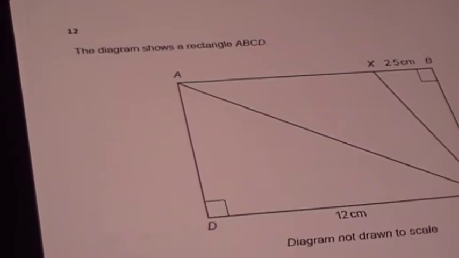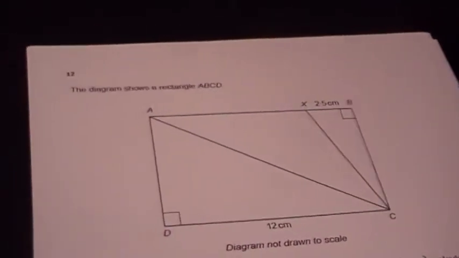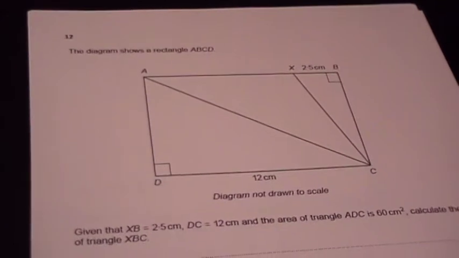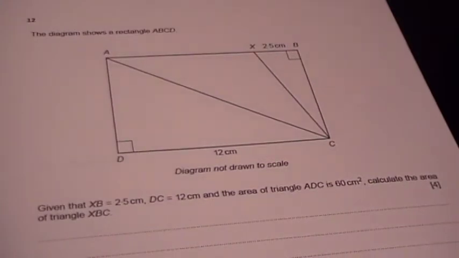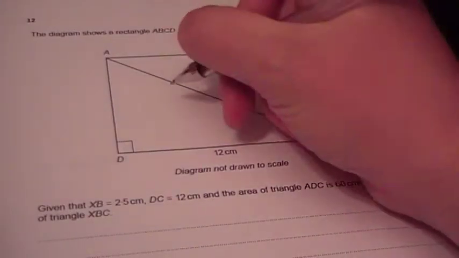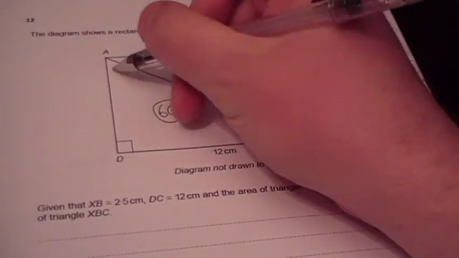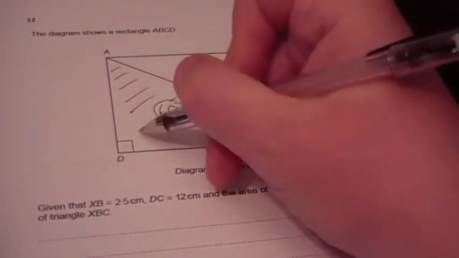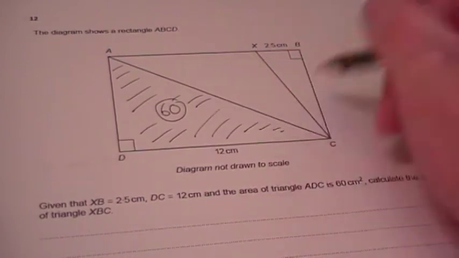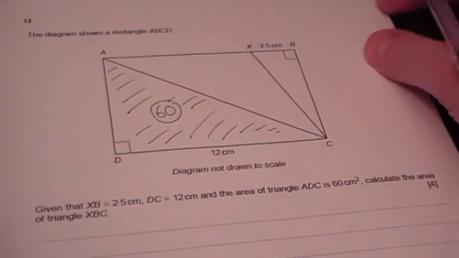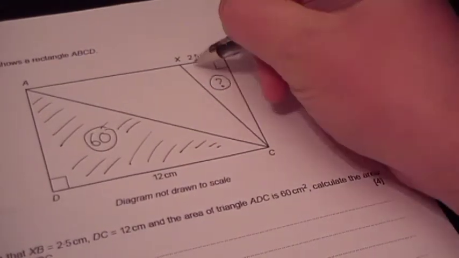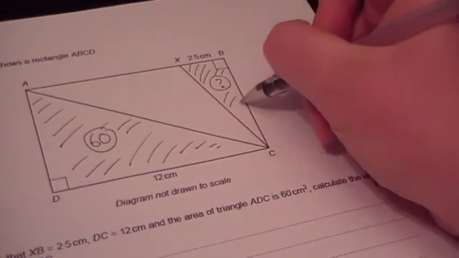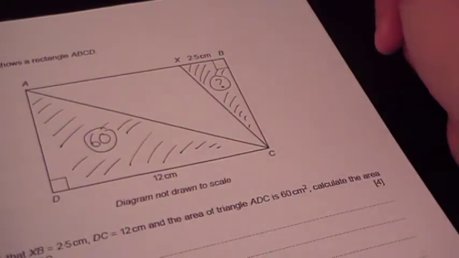The diagram shows a rectangle ABCD. Given that XB is 2.5, DC equals 12, I can see those both marked on, and the area of triangle ADC is 60 centimeters squared. That's not marked on, so I'm going to put it on there, just so I know that that's 60. Calculate the area of triangle XBC.